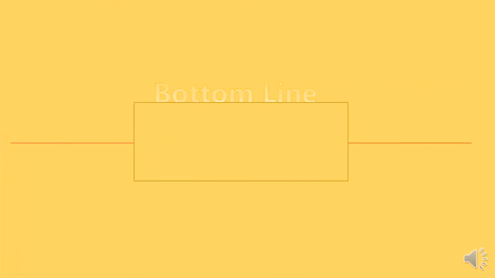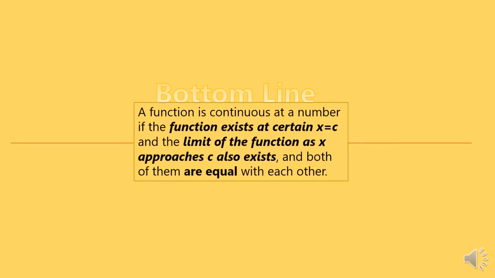Bottom line. A function is continuous at a number if the function exists at x is equal to c, and the limit of the function as x approaches c also exists, and both of them are equal to each other.